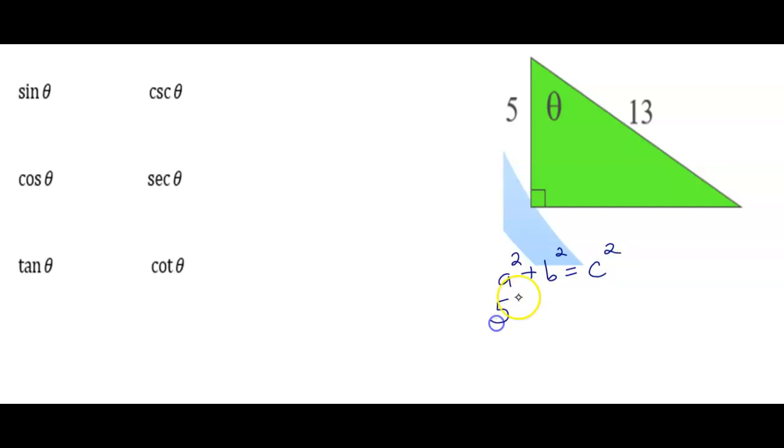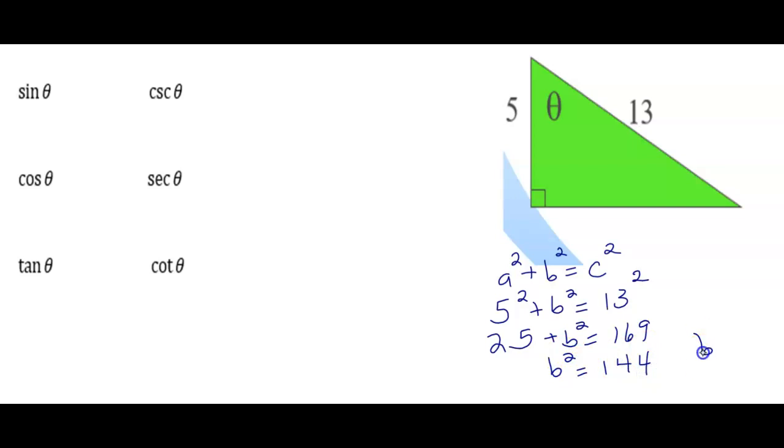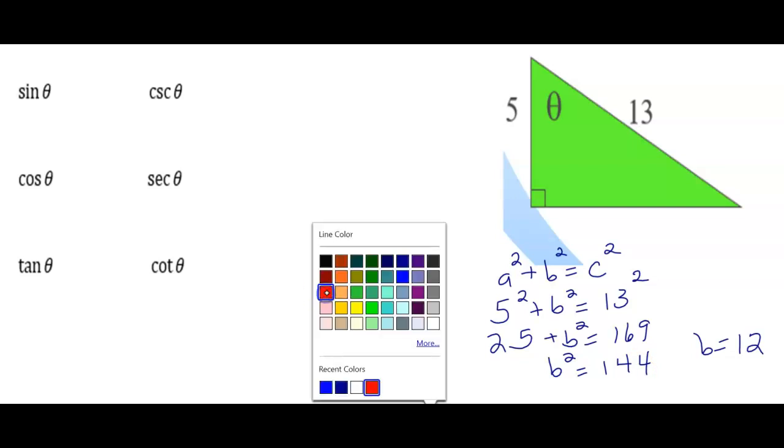So I can go 5 squared plus b squared equals 13 squared. So that'll give me 25 plus b squared equals 169. Subtracting 25 from both sides, I'll get b squared equals 144. So b equals 12. Normally, when we take the square root, we always have that plus or minus as our answer. This is a triangle. Obviously, we're not going to have a negative measurement for one of the legs. Okay, so this here is 12.